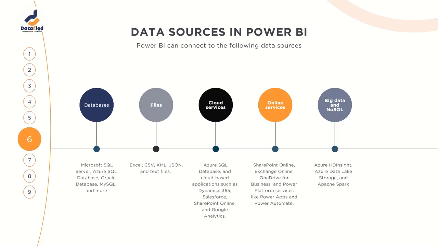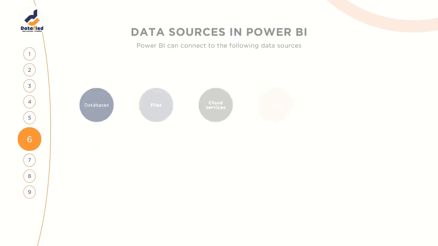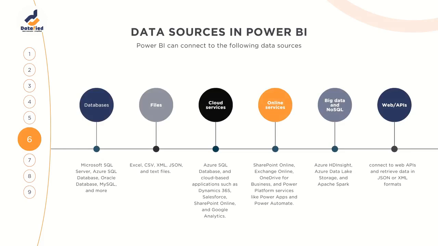Not only that, you can also connect Power BI to big data and NoSQL sources such as Azure HDInsight, Azure Data Lake Storage, and Apache Spark. And finally, we have web and APIs, which serve as different data sources to connect to Power BI. You can connect to web APIs, and you can retrieve data in JSON and XML formats. So these and many more are the different data sources that can be connected into Power BI. I hope as you continue your journey, you will get to learn more on how to do this practically in this course. Just keep your minds open and be ready to get your hands dirty.